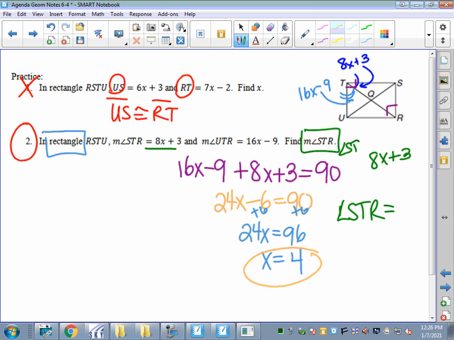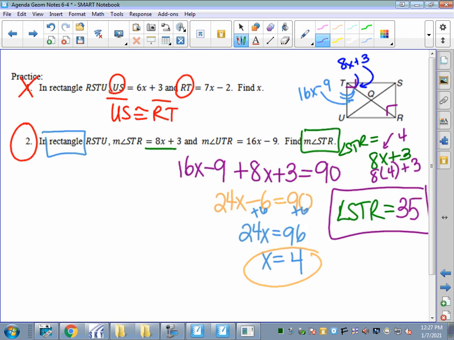Angle STR equals 8x plus 3. We just found out that x was 4. So 8 times 4 plus another 3. What is that going to be? 32 plus 3. So angle STR is going to be equal to 35. End of problem. So there's some sneaky problems in there.